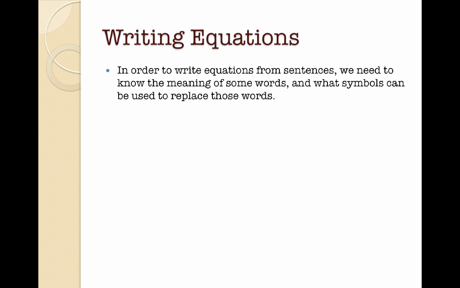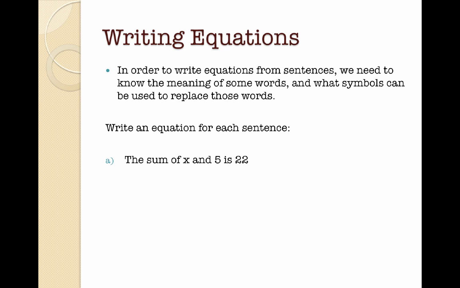In order to write equations from sentences, we need to know the meaning of some words and what symbols can be used to replace those words. For example, we're going to write an equation for some sentences. Let's say we had the sum of x and 5 is 22. Sum means plus, and x and 5 are the things that we're going to be plussing together. Is 22 means that it's going to equal 22.